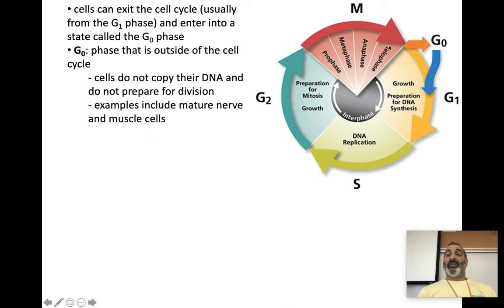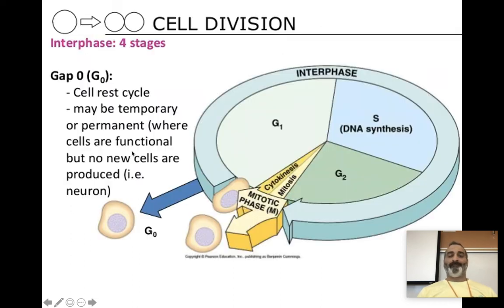So certain cells leave the cell cycle, go to the G0 phase, and that is a cell arrest cycle outside of the typical cell cycle. In this place, it is not copying its DNA, it's not preparing for division, and it's not going to divide, basically. Okay, so cells do that commonly. They exit the cell cycle, usually from G1. These are nerve cells and muscle cells that you will not be able to duplicate later on.